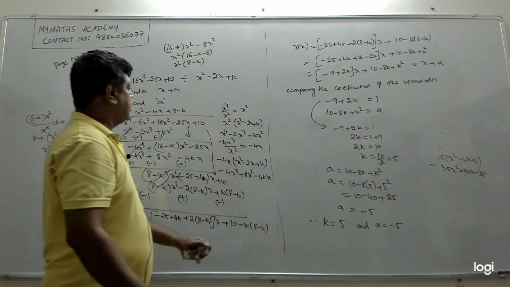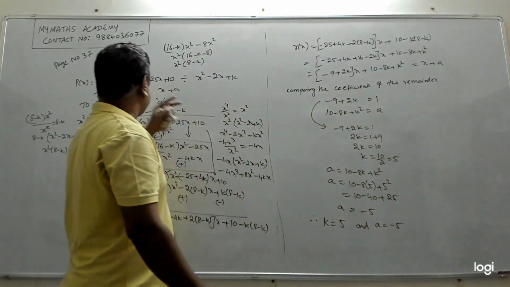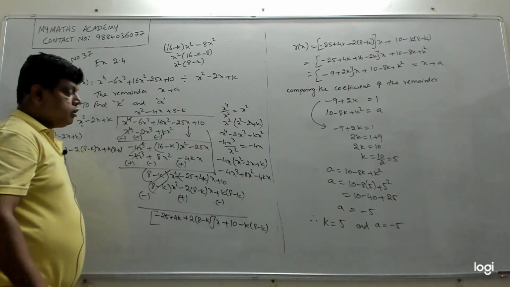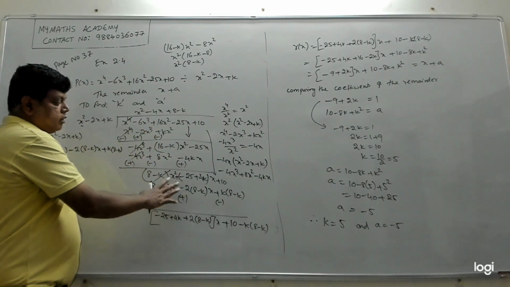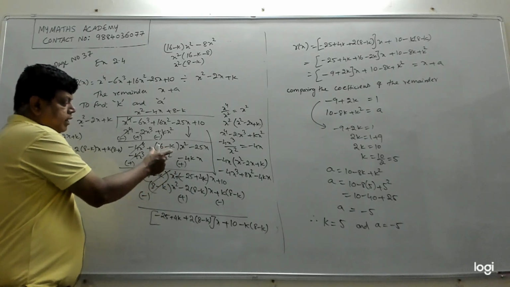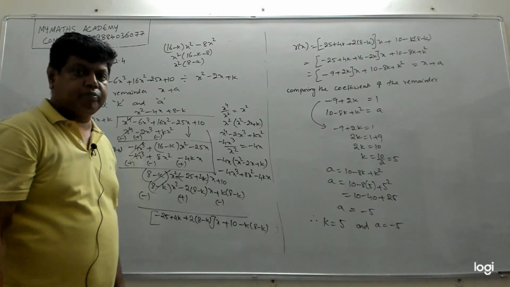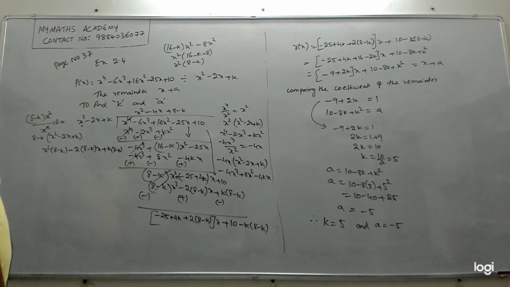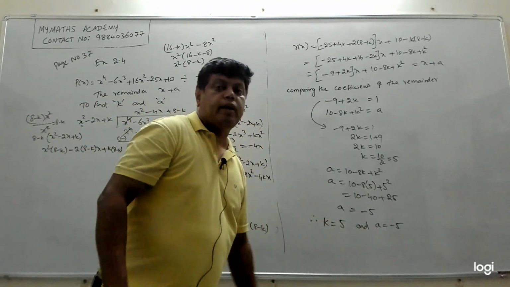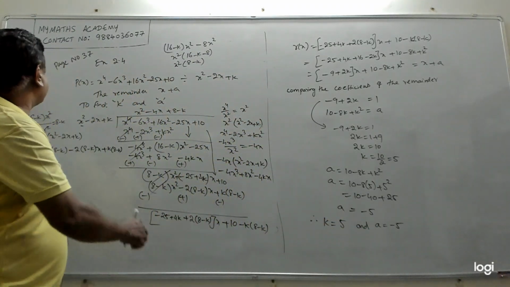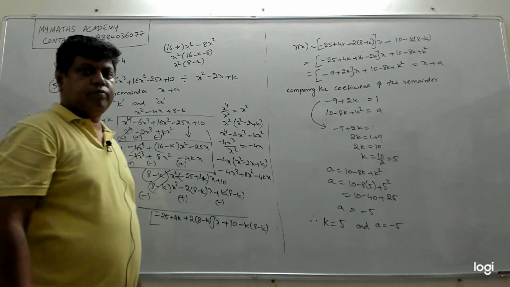Clear? So you have to be a little careful on this division of polynomials, because the k is coming in. You have to be very careful in keeping the k as k itself and then adding properly. Fine. So the final answer is k is equal to 5 and a is equal to minus 5. So this completes the fifth problem. This is the fifth problem of 2.4.